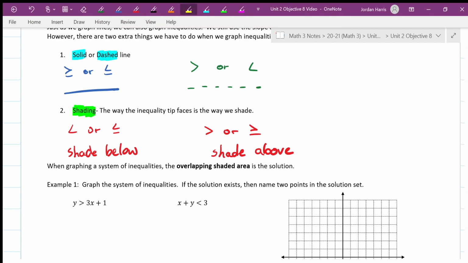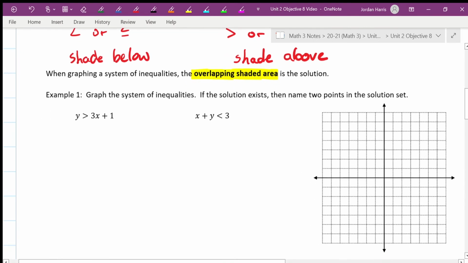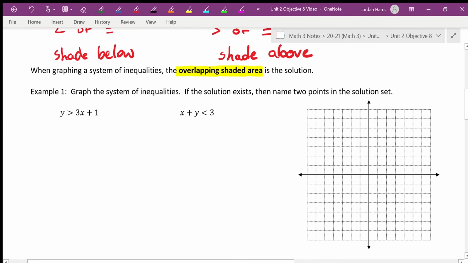Okay, but it is a system. So when we're graphing systems of inequalities, it's only shading where the normal shaded regions overlap. It has to be where it's shaded for both, basically. So where's the overlapping shaded region? Because we're looking for the solutions to both, the ones that work for both inequalities. Okay, so graph the system of inequalities. If the solution exists, name 2 points in the solution set.